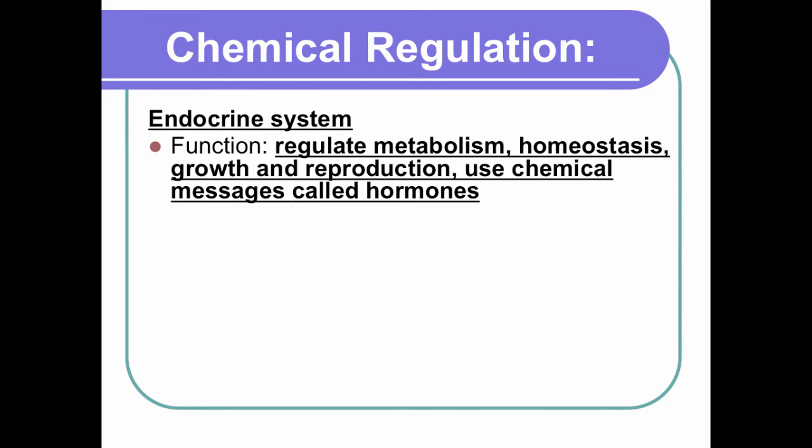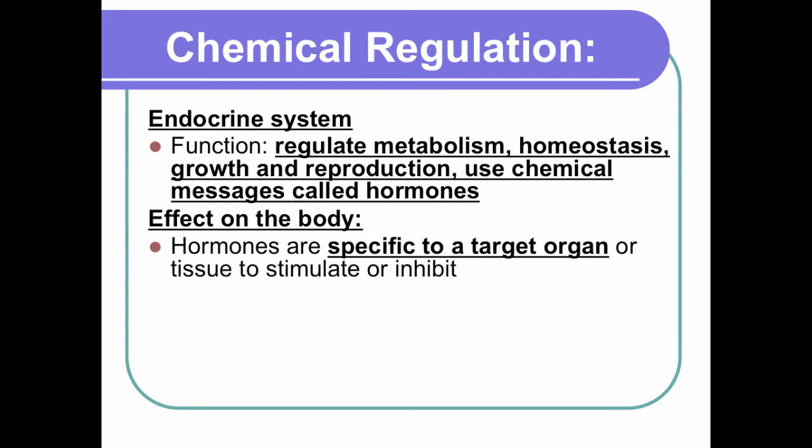So let's talk about the function of the endocrine system. The function of the endocrine is to regulate your metabolism, homeostasis, growth, and reproduction by using chemical messengers that we call hormones. So go ahead and write this in your notes and put a big bubble cloud around it so you can recognize the function. So as you can see, the endocrine is going to interact with many body systems.